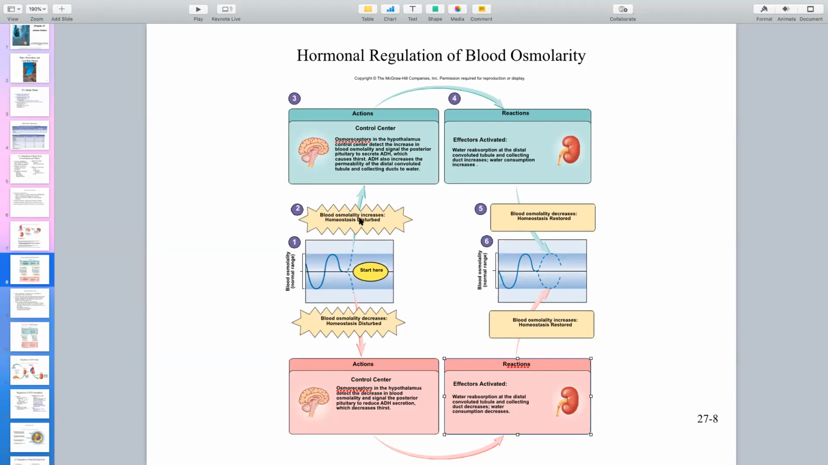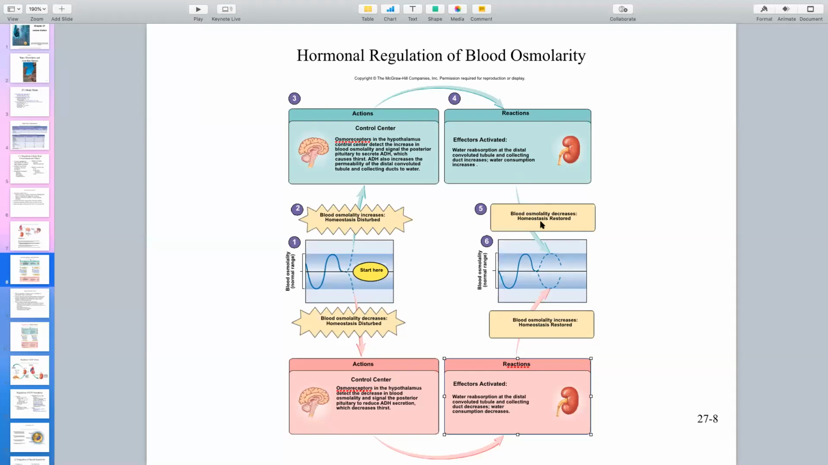Blood osmolarity increases because you're dehydrated. Then we activate ADH secretion. We'll also have aldosterone being secreted, but they don't mention it here. So ADH secretion is increased, then you activate more water reabsorption by water channels in the distal convoluted tubule and the collecting duct. And then you retain as much water as possible.